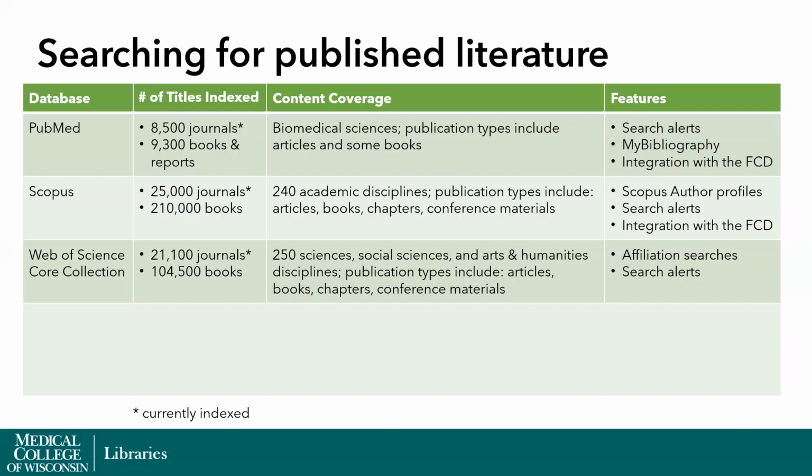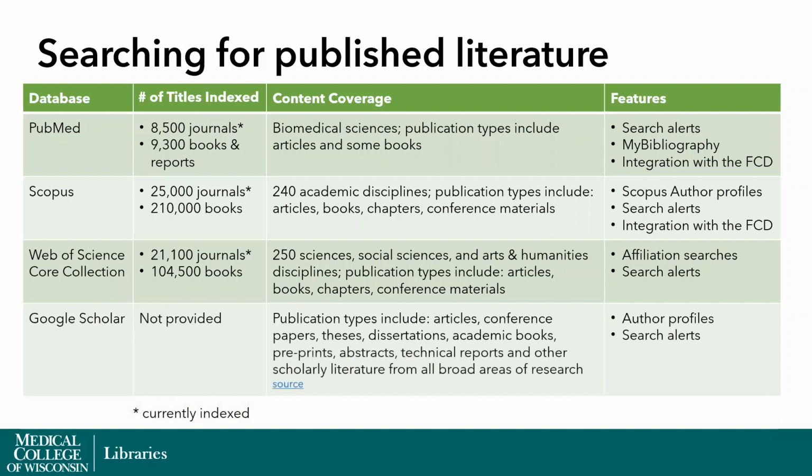Web of Science is really strong with their affiliation searches. So when I'm searching for articles by the MCW community, I like to use Web of Science for that. But I can't necessarily get down to departments within MCW. It's either all of MCW or nothing with that affiliation search. And I can set up search alerts in Web of Science.